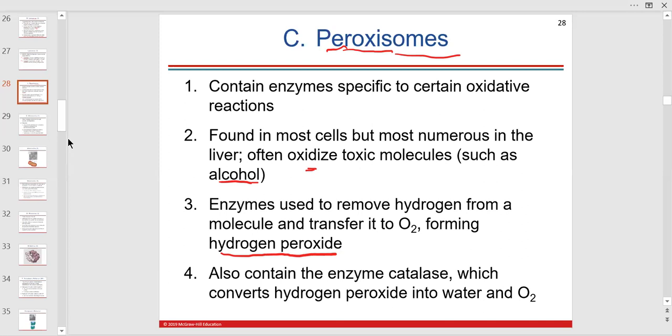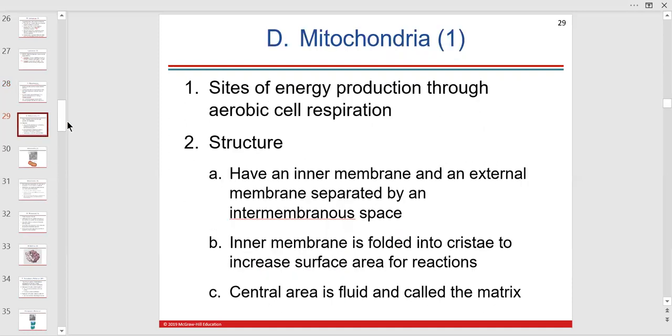So enzymes are involved in all this. So we'll go through some specific enzymes. I know we talked about them just being proteins and lowering the energy of activation from the last class. So enzymes are always important.